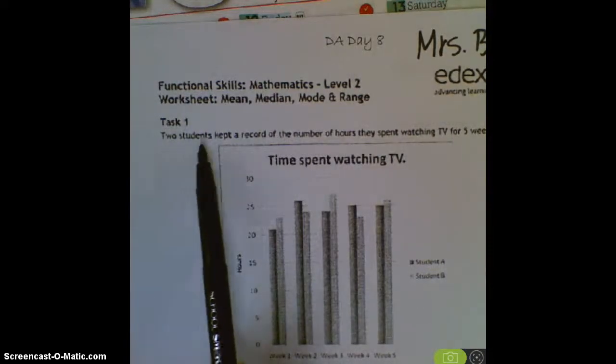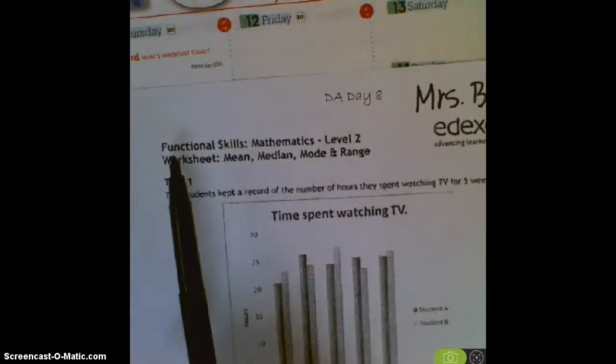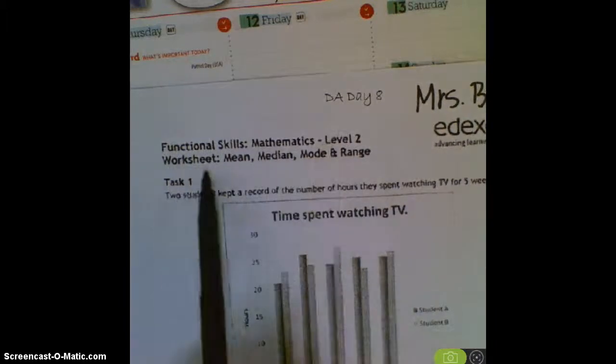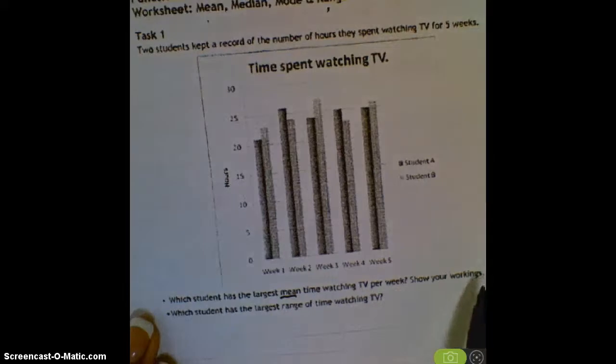Two students kept a record of the number of hours they spent watching TV for 5 weeks. And our title, that was really it right here: Functional Skills Mathematics Level 2 Worksheet, Mean, Median, Mode, and Range. So we're going to need to know mean and range on this one. Which student has the largest mean time watching TV per week?